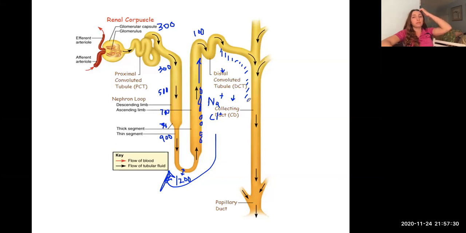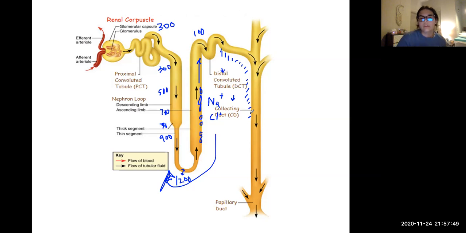Both ADH and aldosterone are going to act in the distal tubule and the collecting duct. If it's ADH, it's just going to take water out, reabsorb it, and if it's aldosterone, it's going to take not only the water but also sodium. Jocelyn, when you were asking why doesn't the water go back into the ascending limb, I was thinking to take it out.